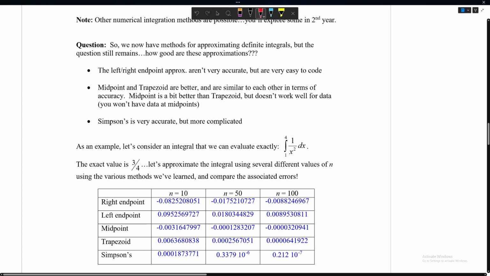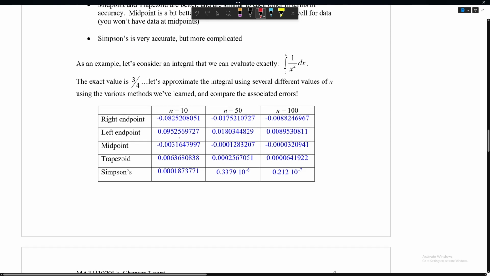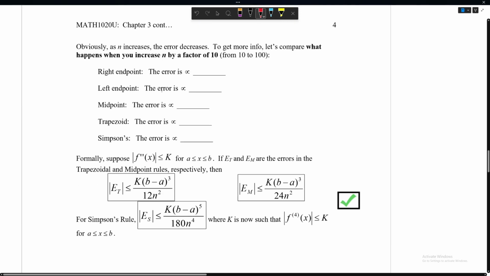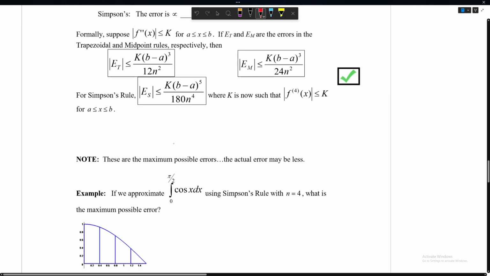All right, this is more of a multiple choice. There's not much to explain. You see it says midpoint and trapezoid are better and are similar to each other in terms of accuracy. But when it comes to right hand and left hand, your trapezoids and midpoint are more accurate. You don't have to memorize any of these, so you don't have to worry about it. Maybe we'll ask for this. I don't think so. From midterm 1, they didn't ask. I doubt you need to know this, so I'm not even going to cover it. It is on the lecture. These are like the shortcut equations.